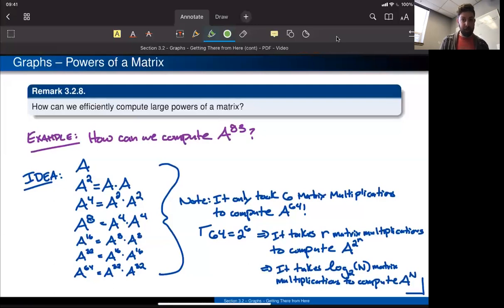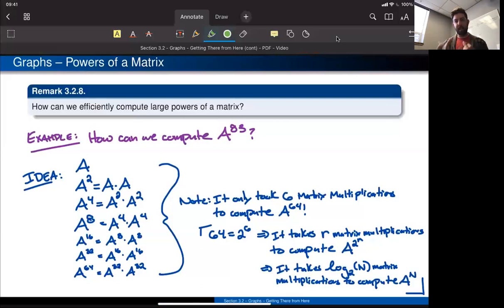So A to the 83rd, again, kind of a dumb power, but it's big enough to be interesting while also not breaking my brain completely. Computing A to the 83rd power is pretty easy when I start thinking about how I can genuinely compute large powers. If I'm given one of these giant arrays A, I can compute A squared by taking A times A. I can compute A to the 4th by taking A squared times A squared. I can compute A to the 8th by taking A to the 4th times A to the 4th. A to the 16th is then easy. A to the 32nd is easy. A to the 64th is easy because I'm just multiplying those previous terms together.